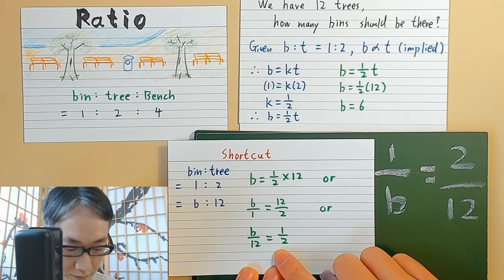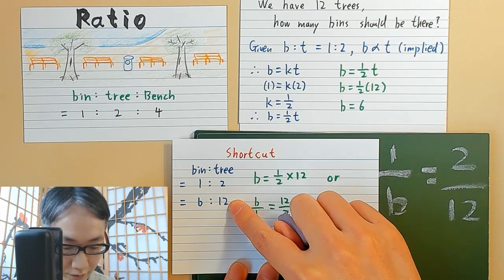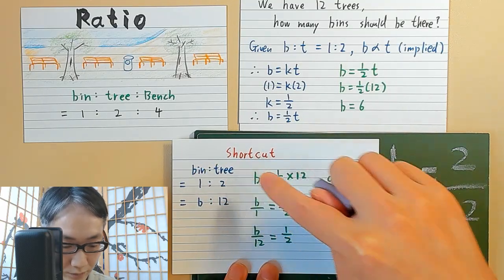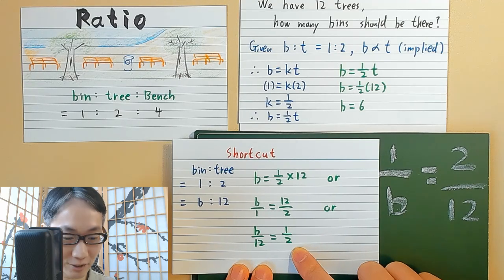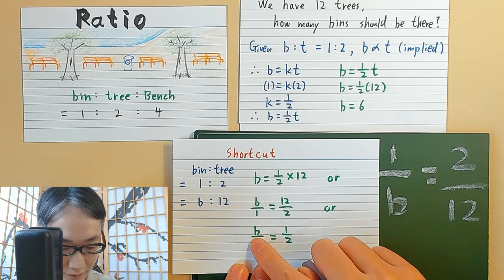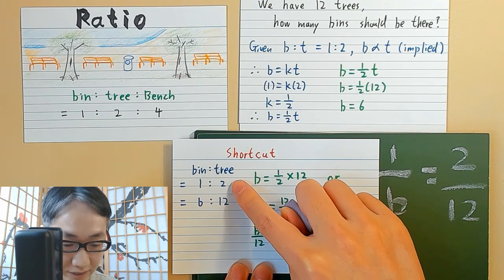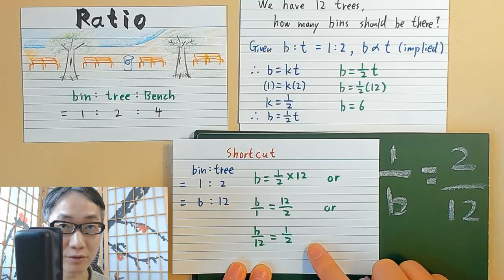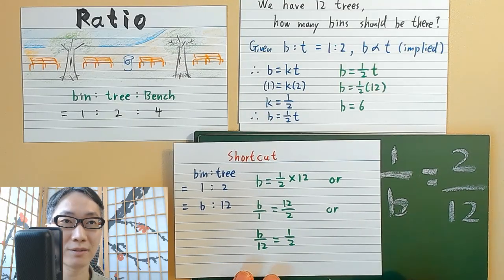And the next one is also possible. It's like B over 12 is equal to 1 over 2. Because it works like a fraction, remember? So this is a fraction. I'm expressing the ratio as a fraction. And they are the same ratio, which means they're the same fraction. And here we can also find that B is equal to 6.